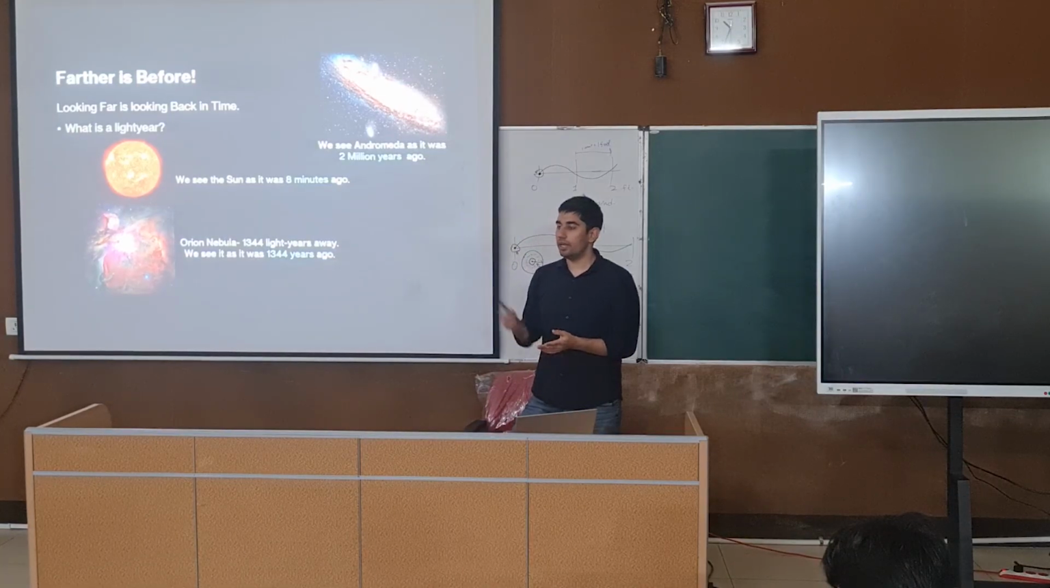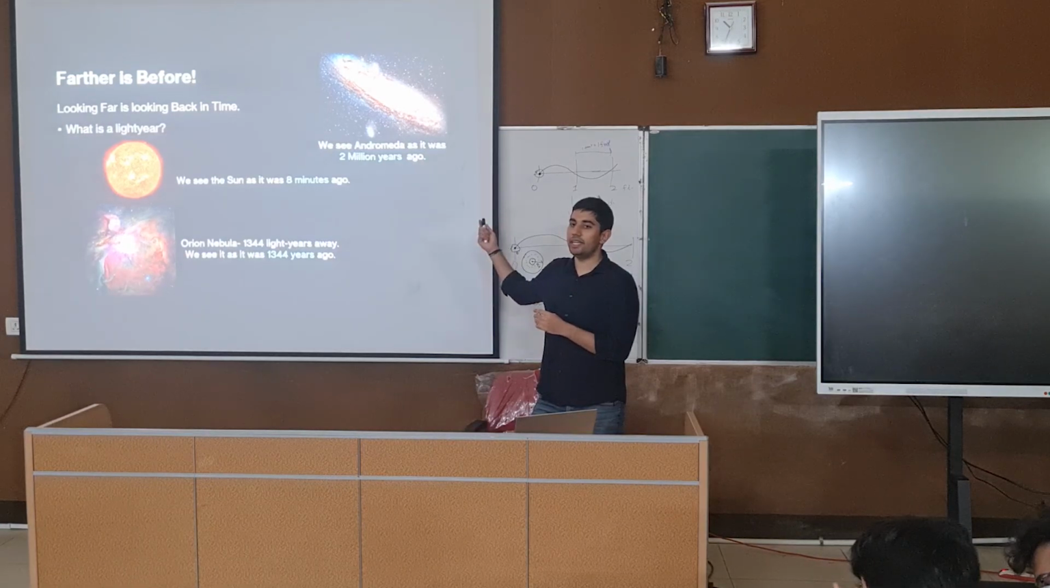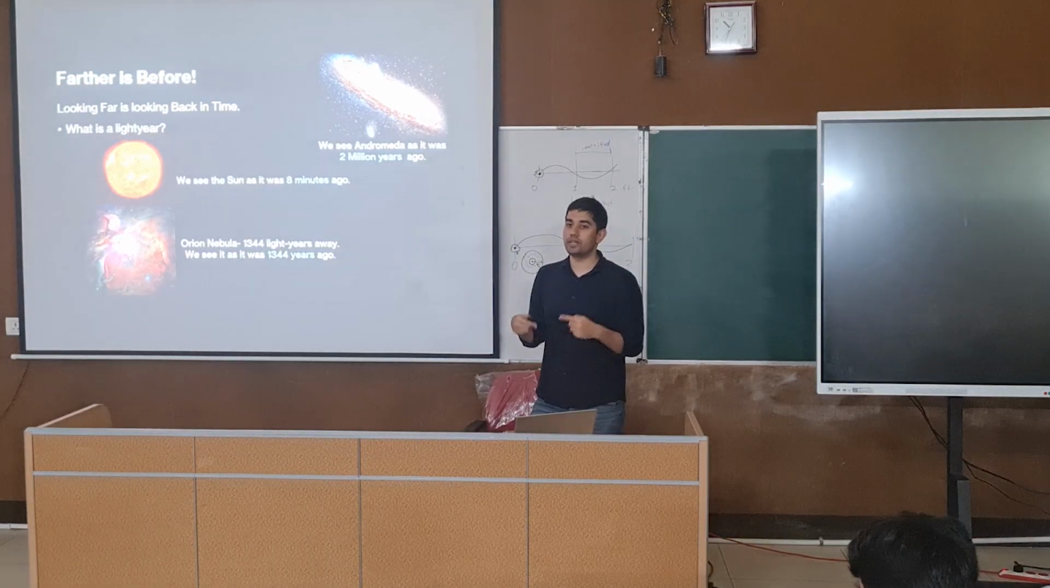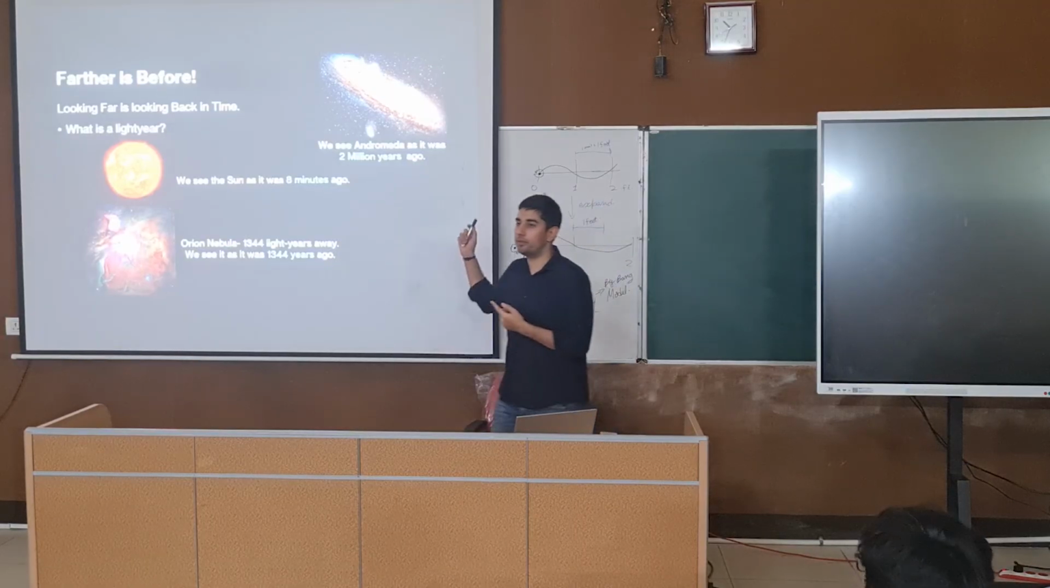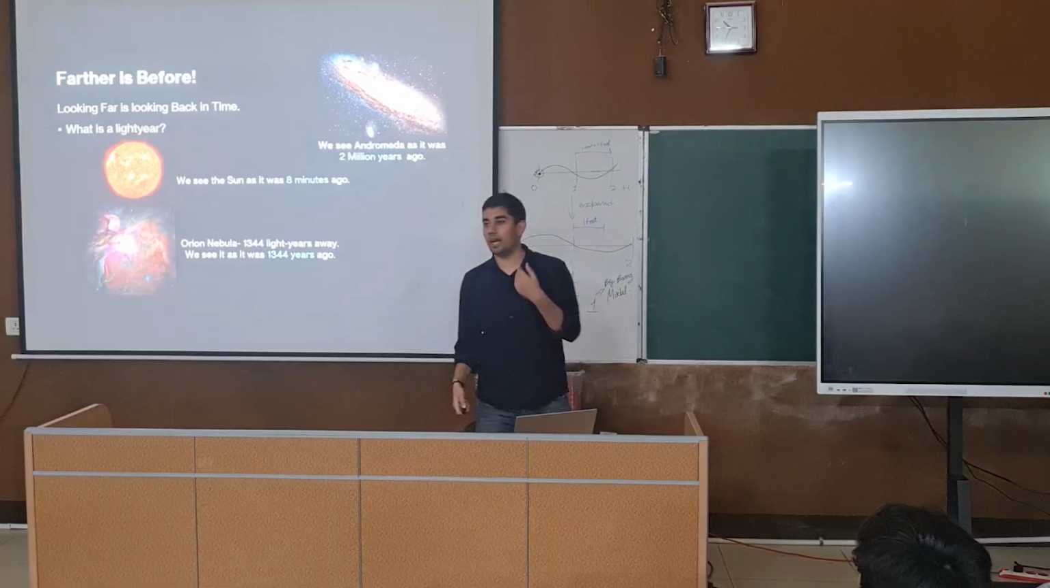Okay? Another joke that I like to make is, if there are aliens in Andromeda, they cannot look at us. They would actually be looking at early humans that were alive 2 million years ago. Okay? They can't actually look at us, we can't actually look at them.